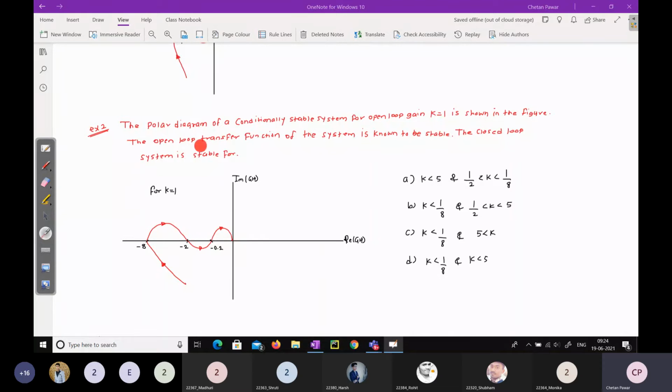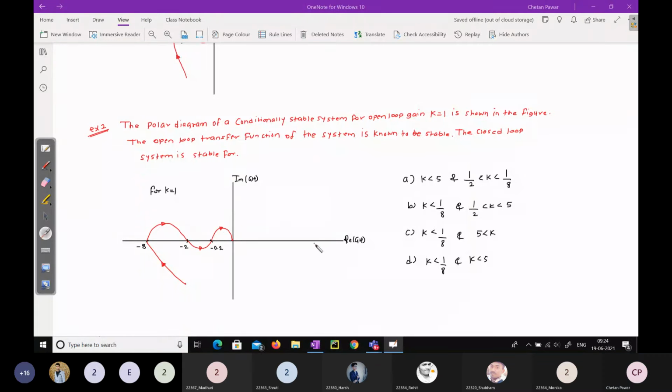The open loop transfer function of the system is known to be stable. So what is the meaning of this? The open loop system is stable. But we need to determine the closed loop system stability. They are saying that the open loop system is stable, but you need to determine the closed loop system stability. So for which range of K will this closed loop system be stable? And they have given us the polar plot here.